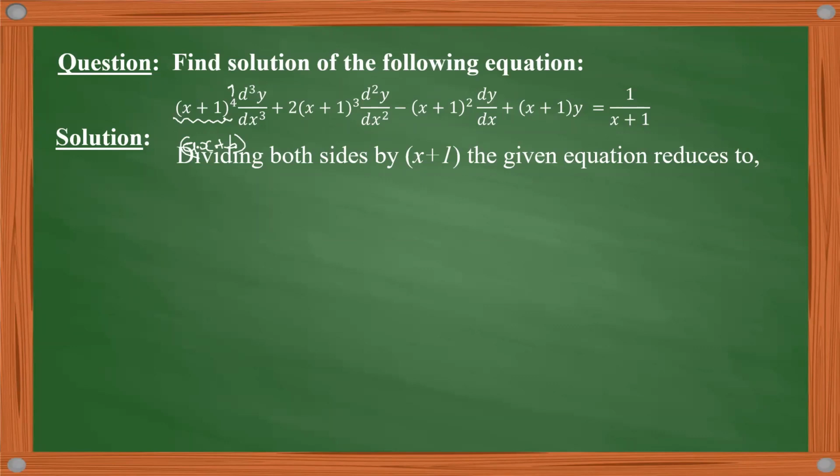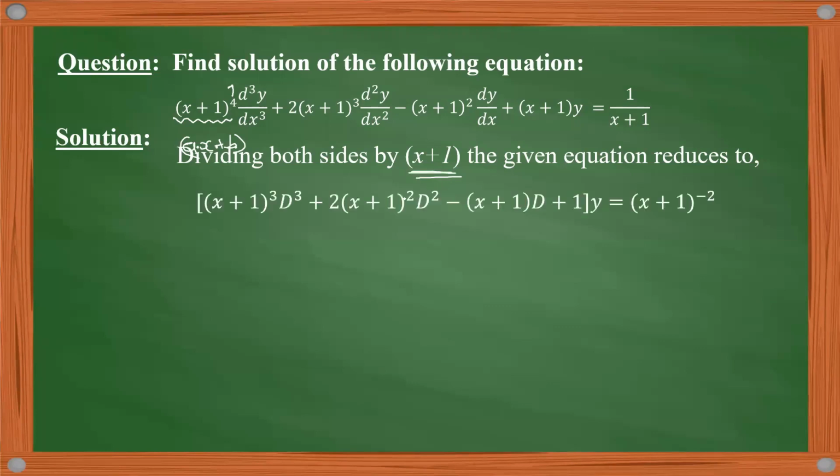So first of all, we need to make them both equal. So here what we can do is we will just divide both sides of the equation by x + 1. So now this is our final equation, that (x + 1)³D³ + 2(x + 1)²D² − (x + 1)D + 1)y = (x + 1)^(−2). Now we can proceed further.